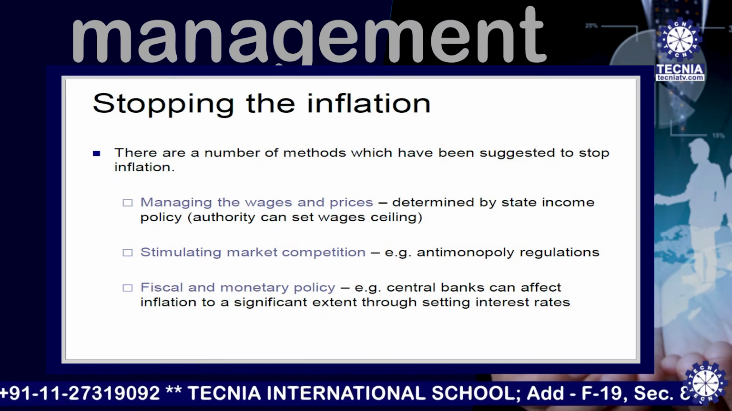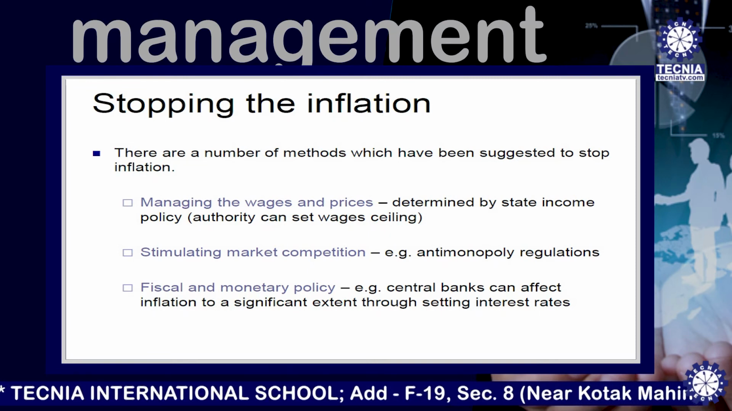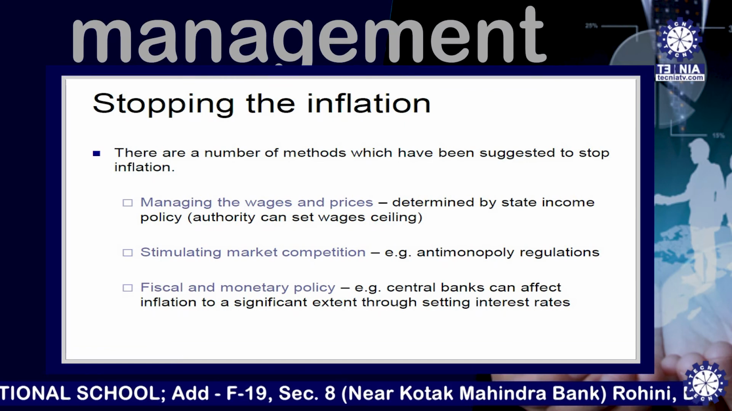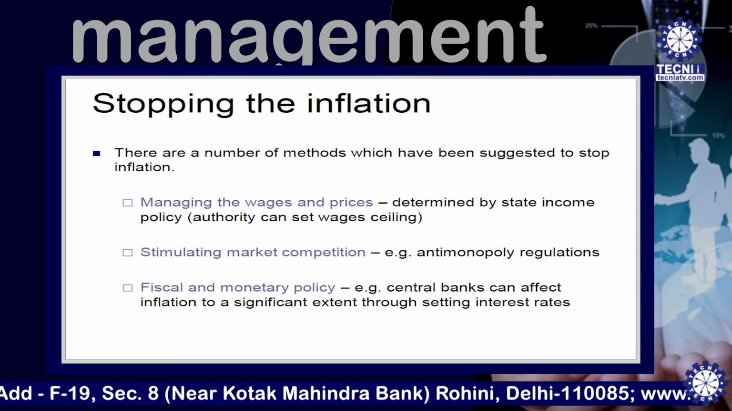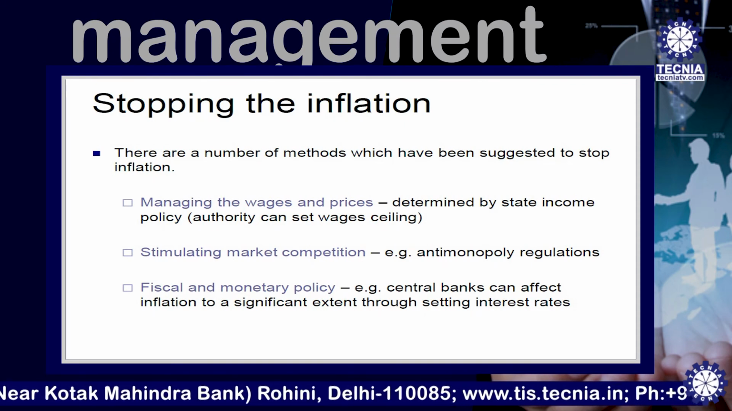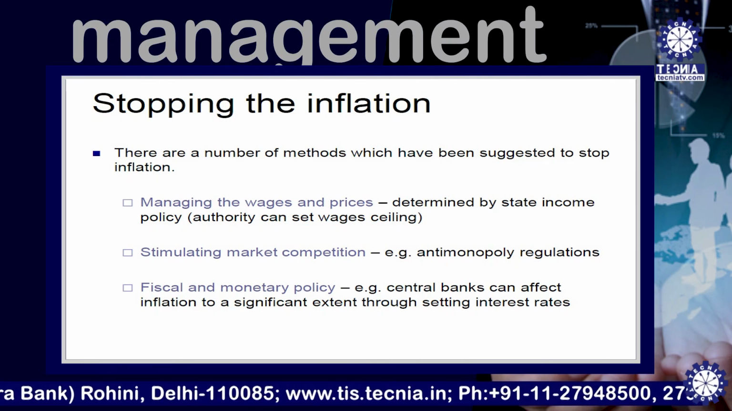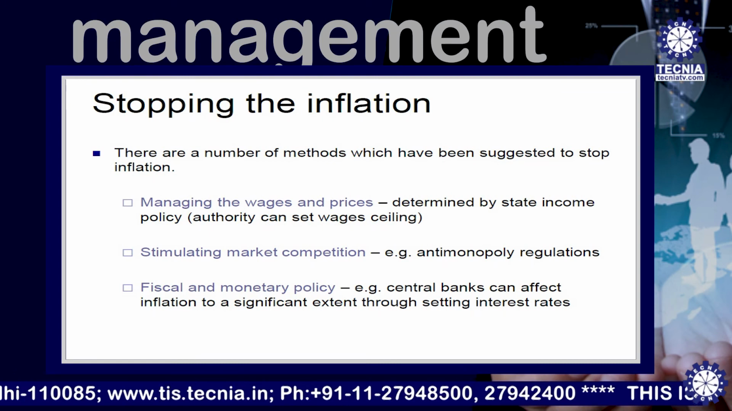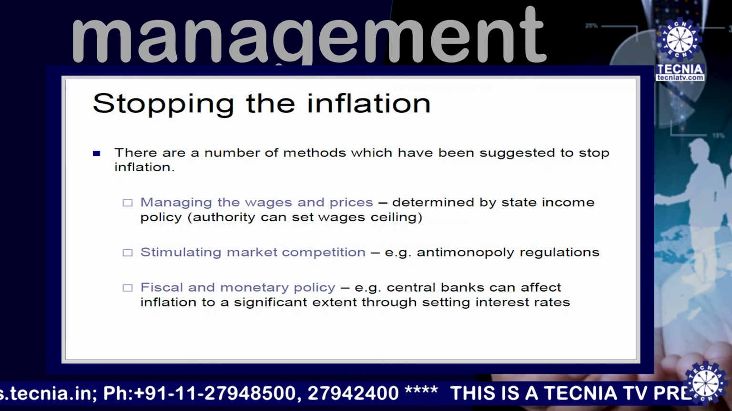Then the next one is the moral suasion, in which the central bank guides the commercial banks to refrain from lending to the people for consumption purposes, and if they do not follow the directives of the central bank, then they will take direct action. That is, they can cancel the license of the commercial banks not adhering to the directives given by the central bank.